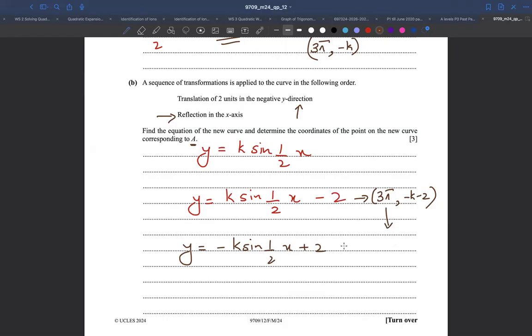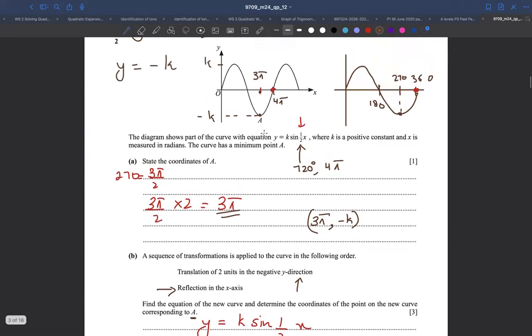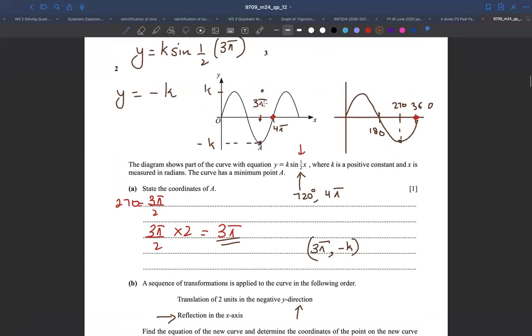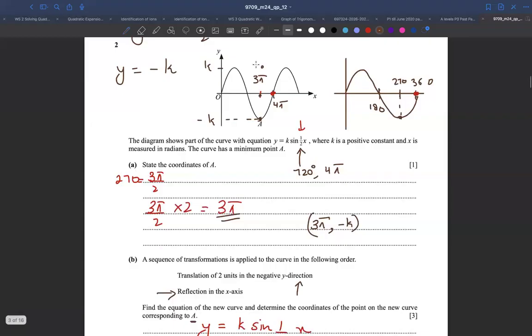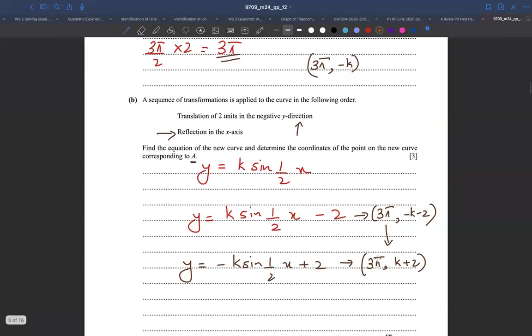Now, when I reflect it in the x-axis, this point comes up. But the x value remains the same, which means the 3 pi should remain as it is, but this should become k plus 2. It goes to positive. What was negative will go to positive because I'm reflecting in the x-axis, and this will be my final coordinate corresponding to A, right?